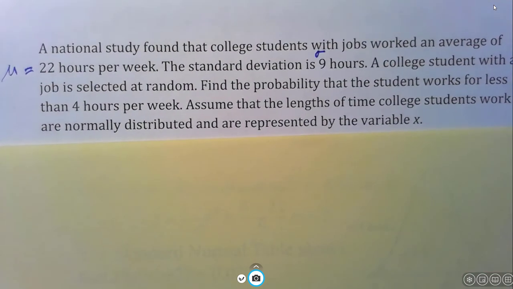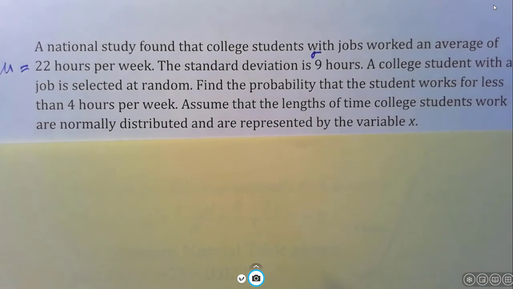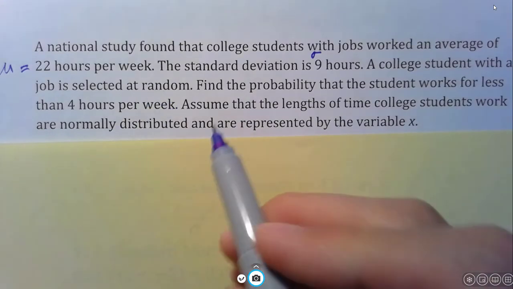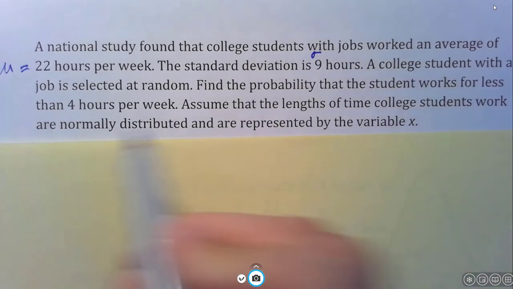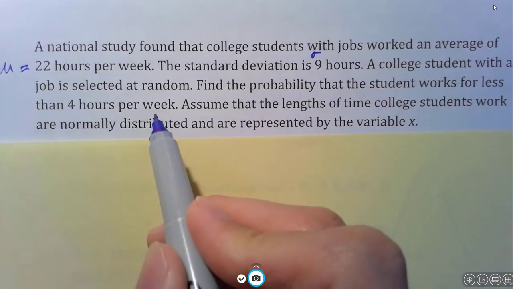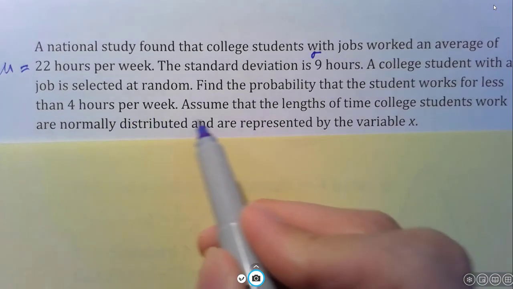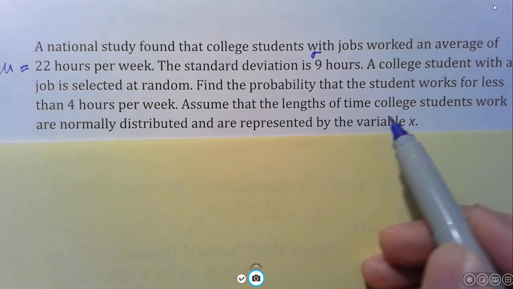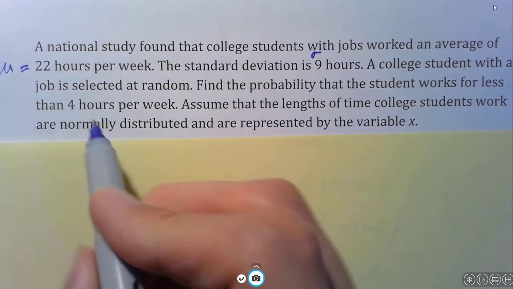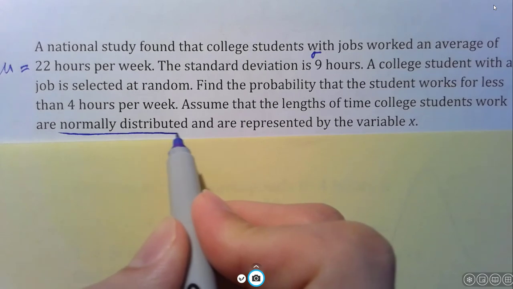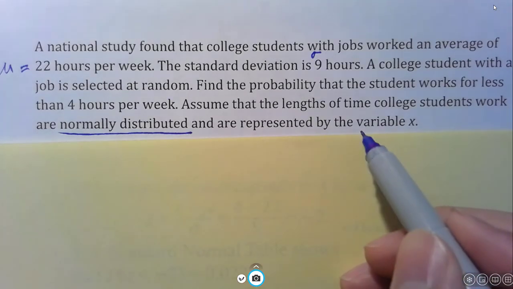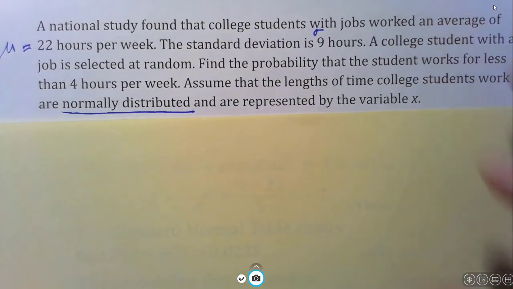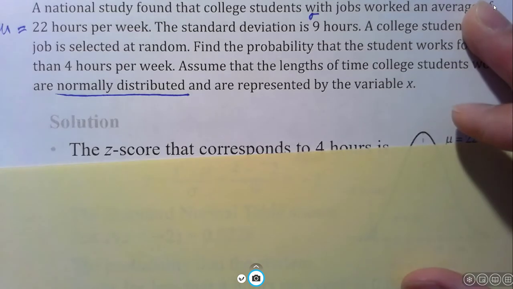A college student with a job is selected at random. Find the probability that a student works for less than 4 hours per week. Assuming that the length of time the college students work is normally distributed, which is the big keyword here, and is represented by the variable x. So let's check out the solution.